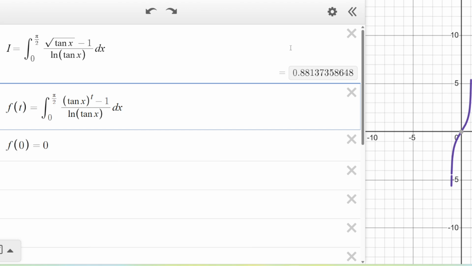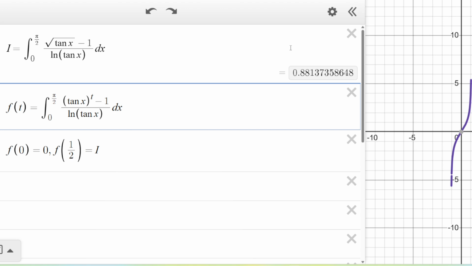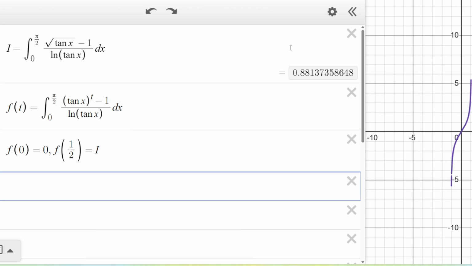Well, obviously, f of 0 is going to equal 0. If we let this equal 0, we get tangent x to the 0, that's 1. 1 minus 1 is 0, so we get 0. And f evaluated at 1/2 is going to equal our target integral. Alright, so what next?